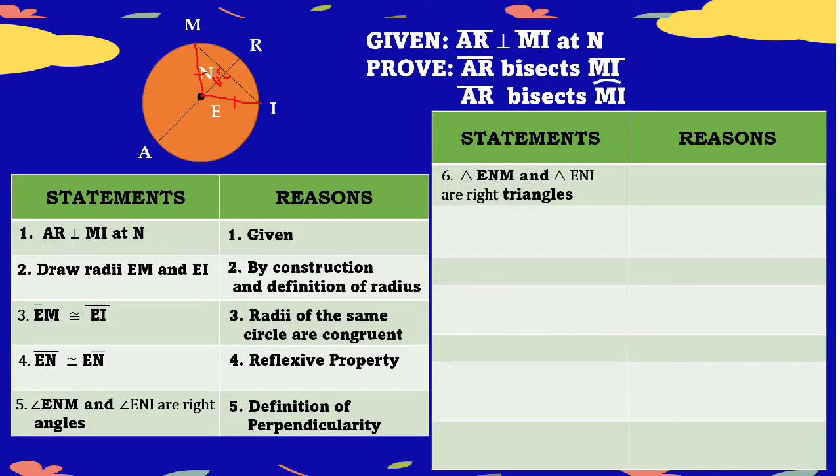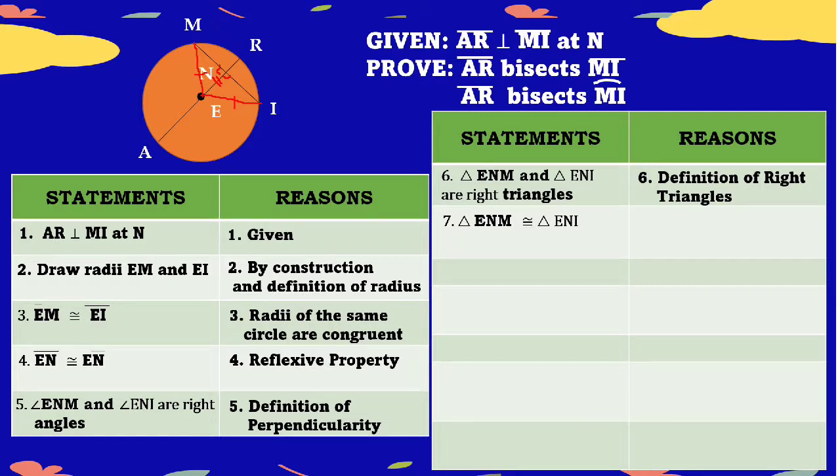A while ago, we drew segments EM and EI, and we formed two triangles. Since there are right angles in our given triangles, we can say also that triangle ENM and triangle ENI are right triangles. Why? The reason is the definition of right triangles. In a right triangle, we have at least one right angle.